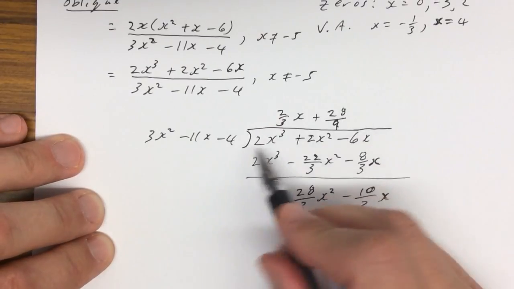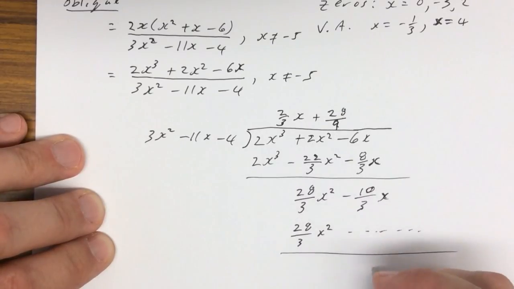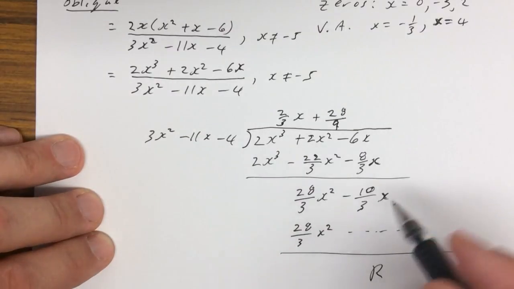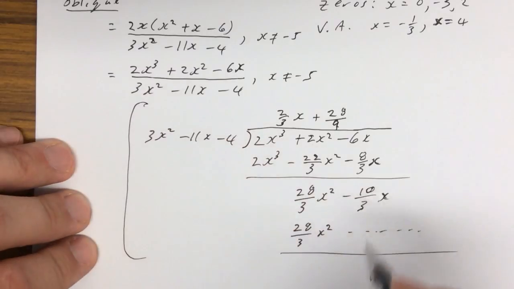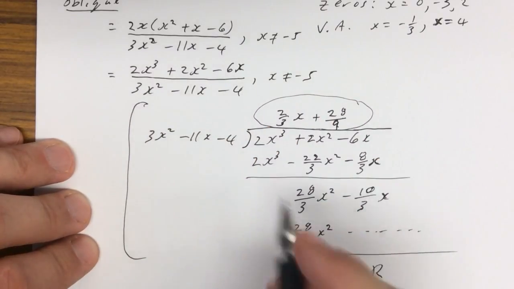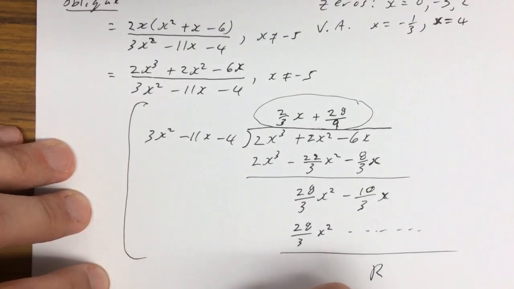And then we can follow through and multiply it by this, and then you subtract and you'll get a remainder. But at this point you're done if you're just looking for the oblique asymptote. Okay, so the oblique asymptote is just this answer on the top. So therefore the OA, the oblique asymptote, is y equals 2/3 x plus 28 over 9.